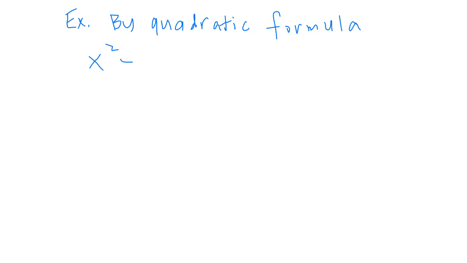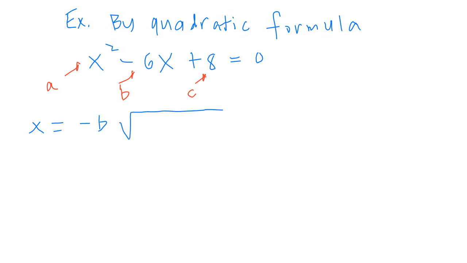We'll use the same example. Applying the quadratic formula, you've seen that your A is here, B is here, and this is your C. So the formula, you need to memorize it. x equals negative b plus or minus the square root of b squared minus 4ac, divided by 2a.